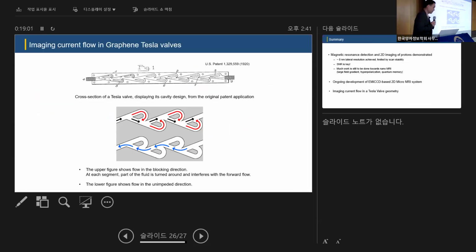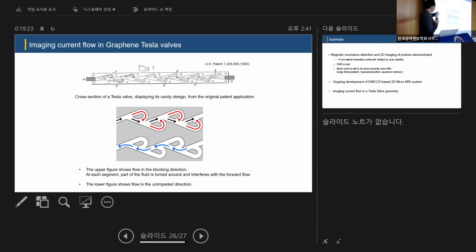The Tesla valve is a passive device with no moving parts, so fluid flows more easily in one direction than the other. It was invented by Nikola Tesla and patented in 1920. The sketch above is from his original design. So here's how it works.